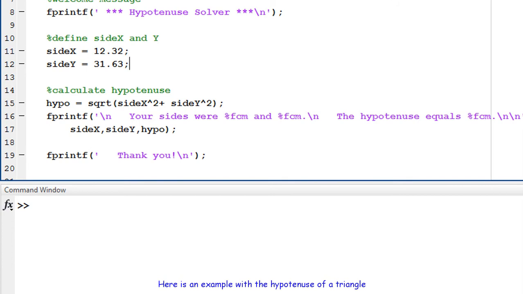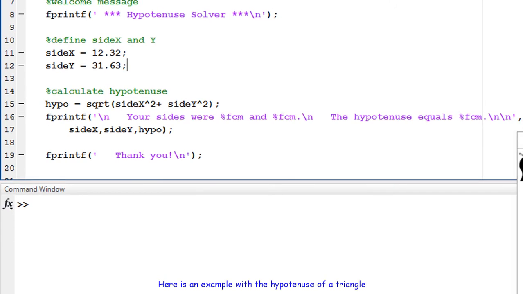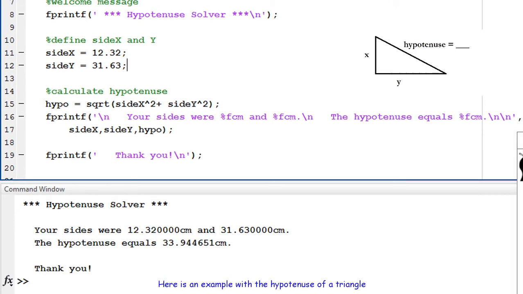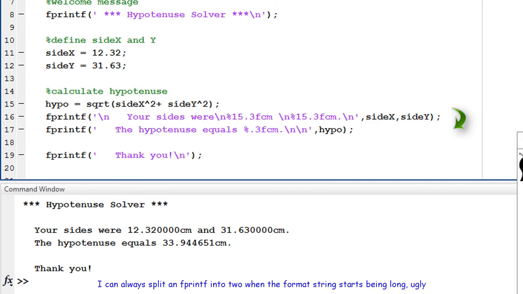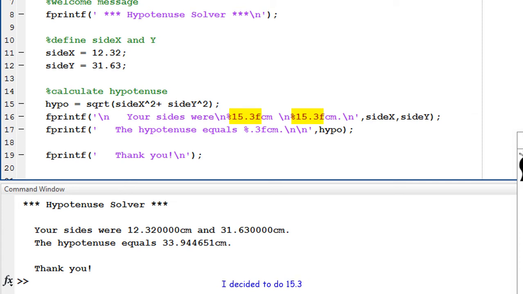Here's an example where I have a nice little sentence, the hypotenuse of a triangle, and I do the math. It looks okay, but again I want to improve. I want to make it easier to read faster. Your sides were so and so, and there are too many zeros in the decimals. So I can always split an fprintf into 2 when the format string starts being long and ugly and too little detailed. I decided to do 15.3.